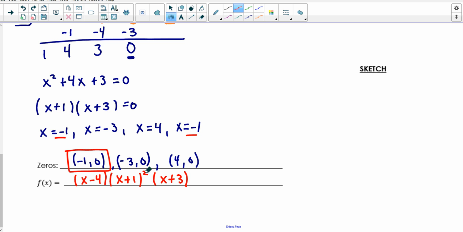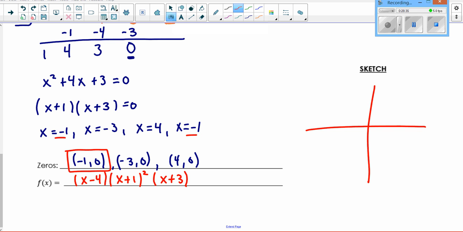Okay, and again, you don't have to write squared, you could just write x plus 1 times x plus 1, but you can't write it once. Okay, again, because x squared times x is x cubed times this x over here, so if I multiply all of them together, I get back to x to the 4th, which was my original problem. Okay, so my sketch is going to look like this.